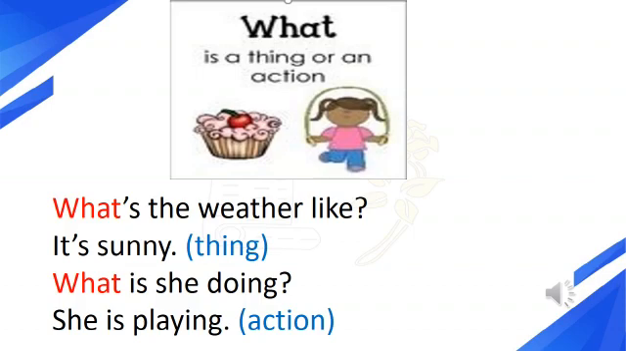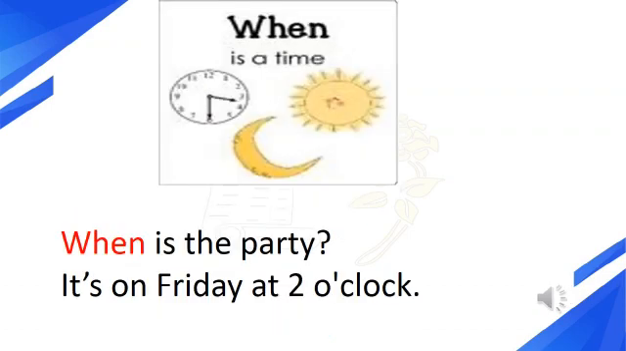Remember, present continuous, we used here she, then is, then the verb with ing, playing. She is playing. Here, it's an action because the girl is playing. Talk about member number 3. Member number 3 is when.